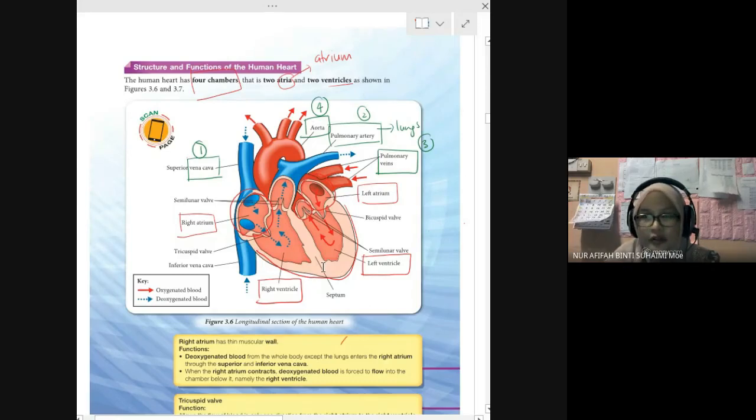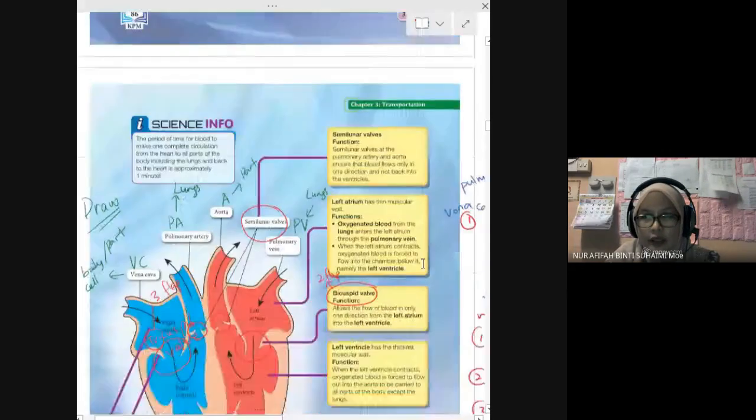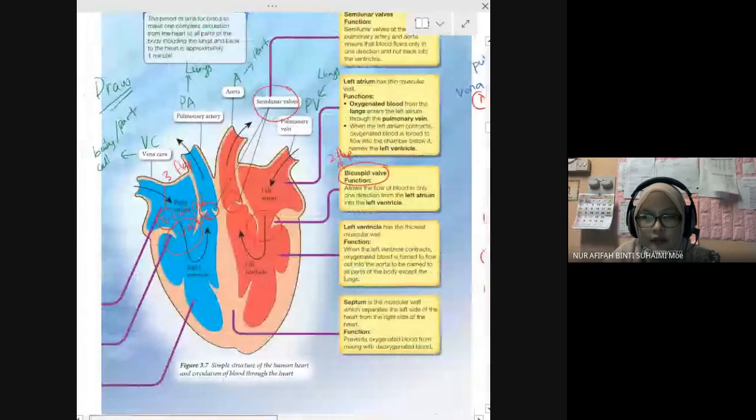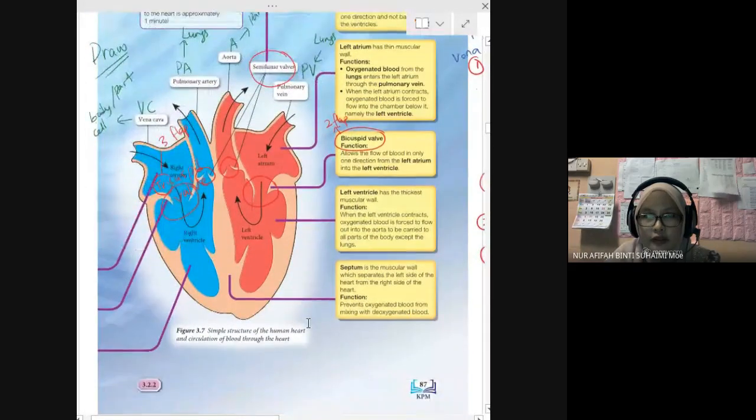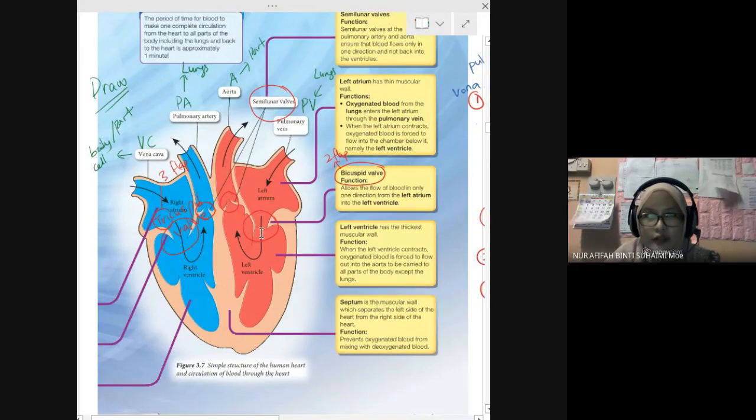Okay, this diagram is quite complicated. I love to use this one. Quite simple, simpler than the other one. Also, with this one you can see the flow of blood from the whole body.